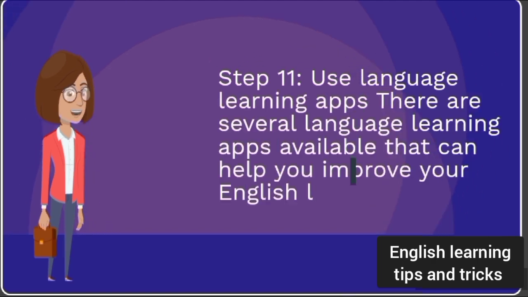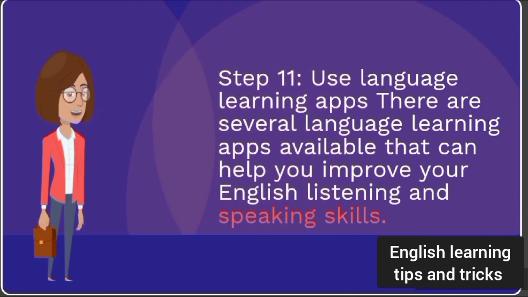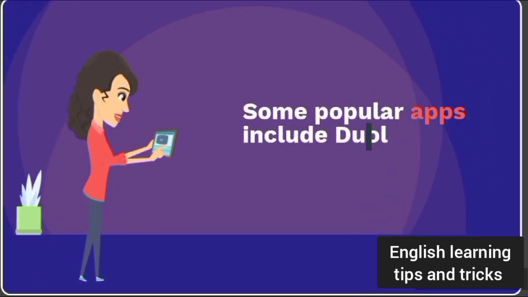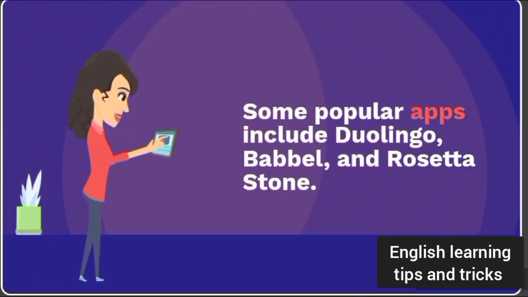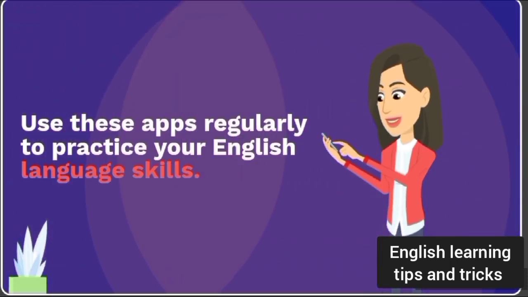Step 11. Use language learning apps. There are several language learning apps available that can help you improve your English listening and speaking skills. Some popular apps include Duolingo, Babbel, and Rosetta Stone. Use these apps regularly to practice your English language skills.